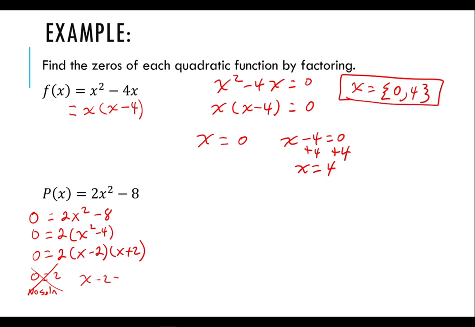Then x minus 2 is equal to 0. Then x plus 2 is equal to 0. I get that x is equal to 2. And x is equal to negative 2. So my solution set is x is equal to negative 2 and 2.